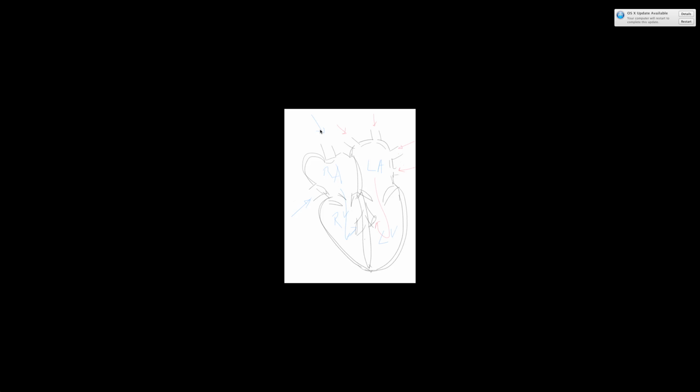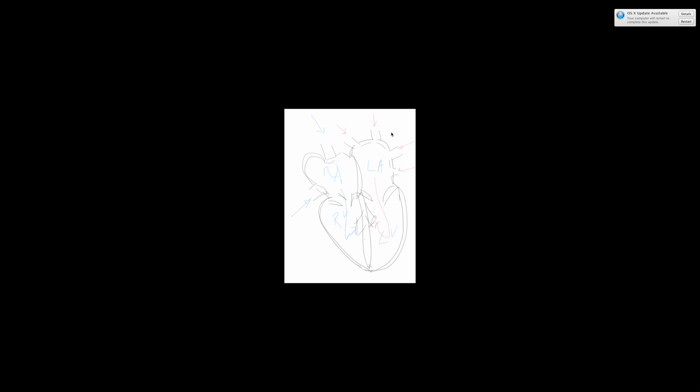What are vessels? Vessels are either bringing blood to the heart or taking blood away from the heart. So they are basically veins bringing blood to the heart and arteries taking blood away from the heart. Veins on the right side, which are pouring into the right atrium, are superior vena cava from the upper half of the body and inferior vena cava into the right atrium from the lower half of the body.